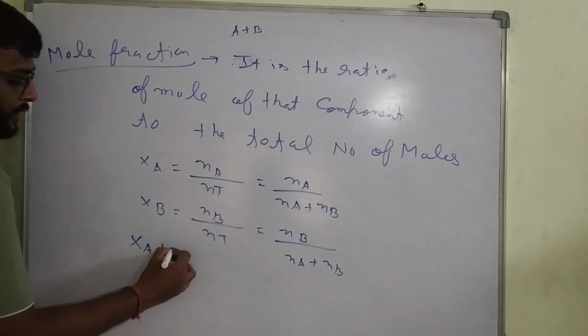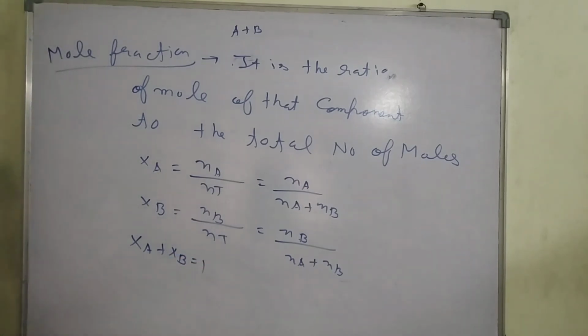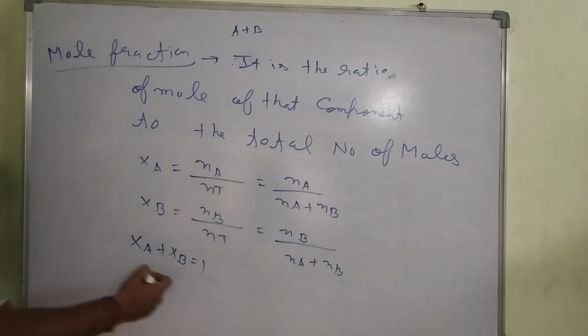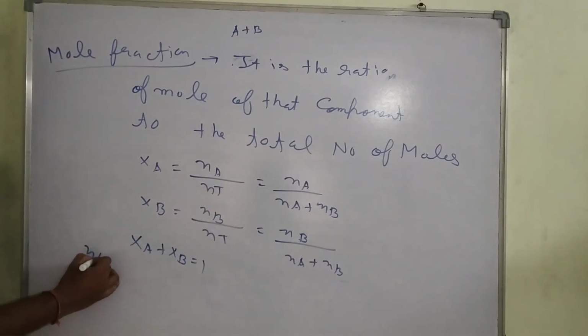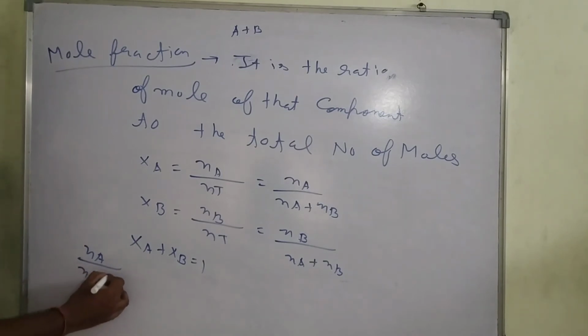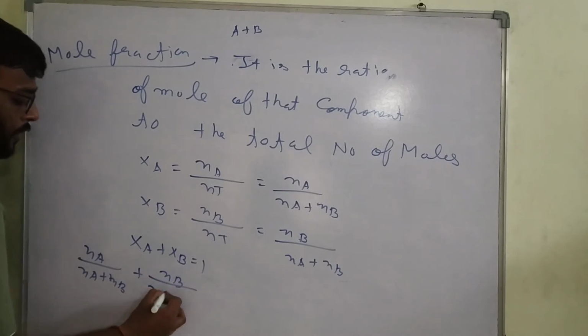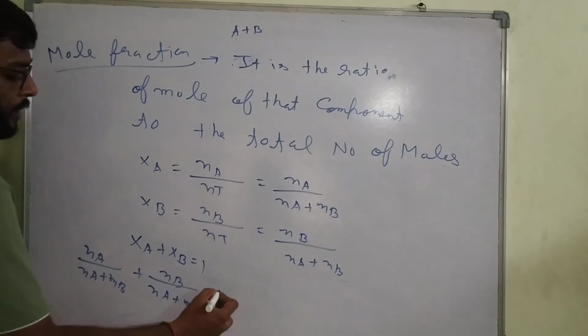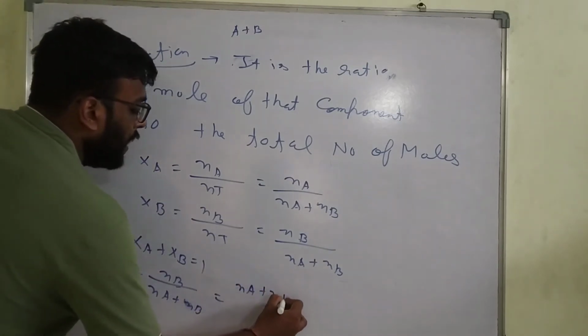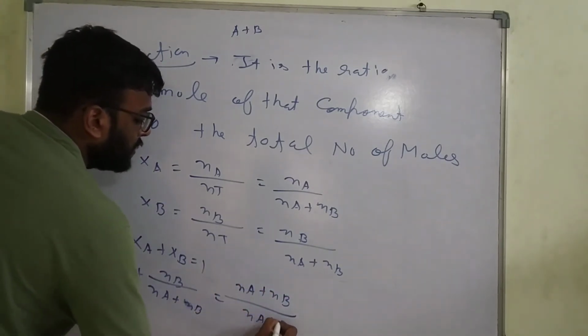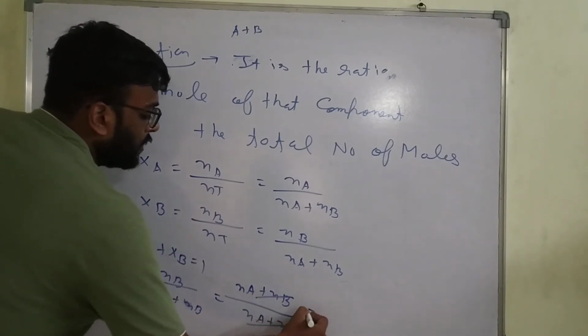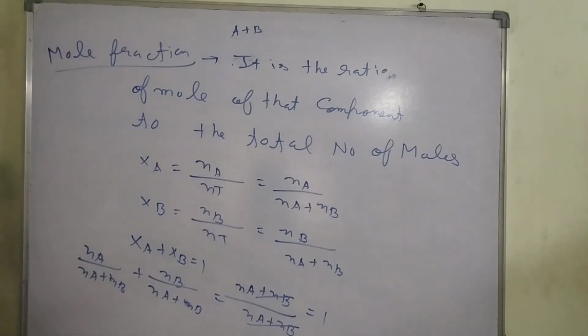There is one relation: XA plus XB is equal to 1. You can prove this. Look at over here. I am putting the values in this equation: XA is equal to Na upon Na plus NB, and XB is equal to NB upon Na plus NB. I am taking the LCM over here. What is the value coming out from this? Na plus NB upon Na plus NB. Cancel out these values. The relation between XA and XB is equal to 1. Hence proved. Just note down these points.